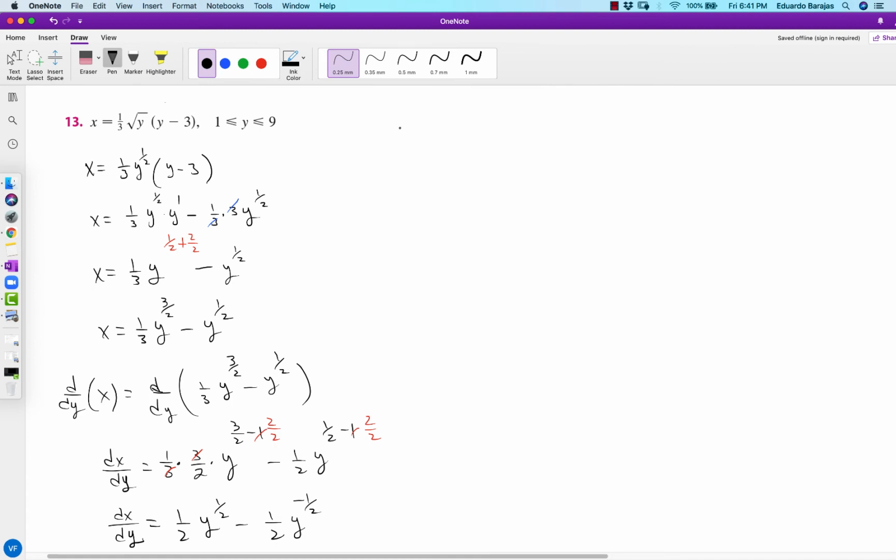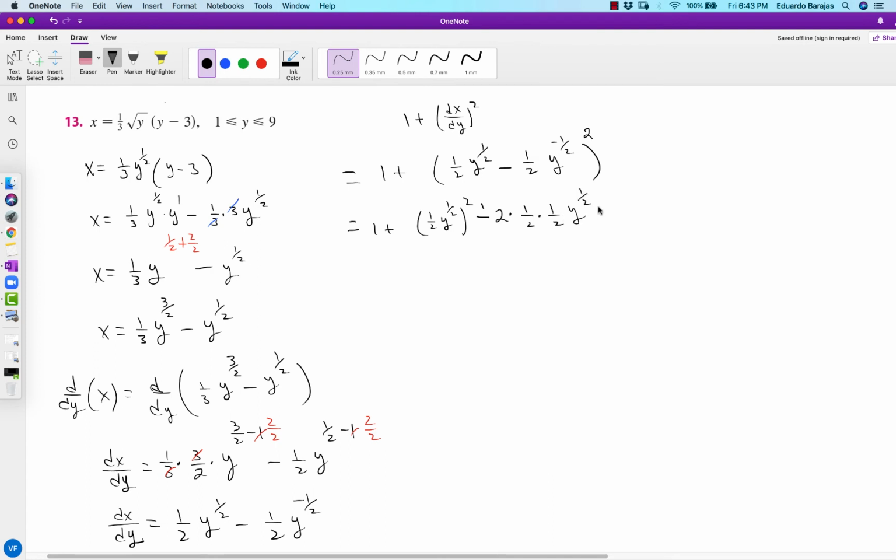Now remember, our formula involves the square root of 1 plus dx/dy squared. So let's try and do that and simplify it. So this is going to be equal to 1 plus, and now this squared will become 1/2 y to the 1/2 power minus 1/2 y to the minus 1/2 power squared, which gets me to 1 plus 1/2 y to the 1/2 power squared minus 2 times 1/2 times 1/2 y to the 1/2 y to the minus 1/2 plus 1/2 y to the minus 1/2 squared.